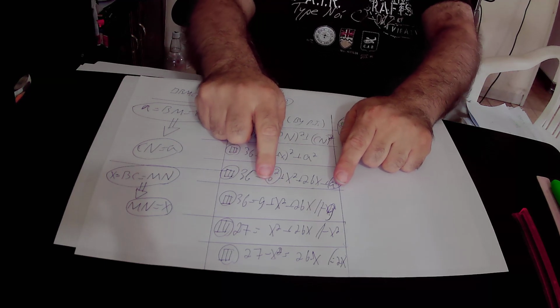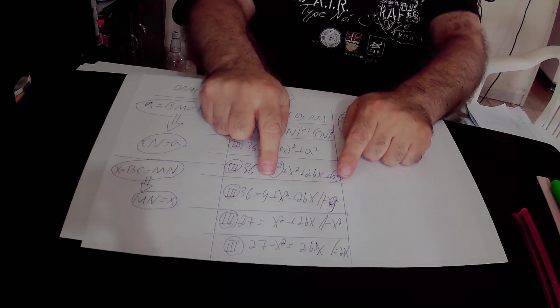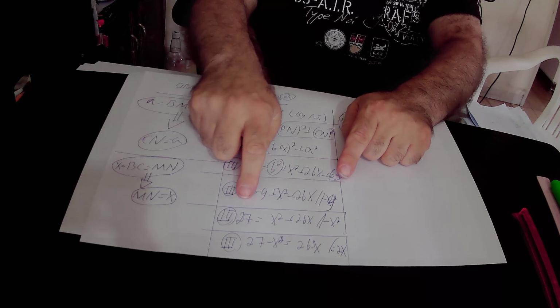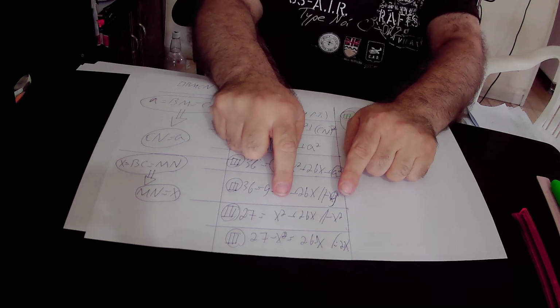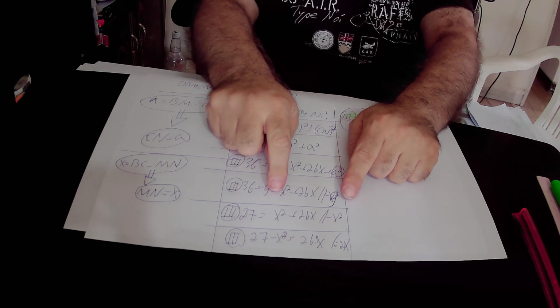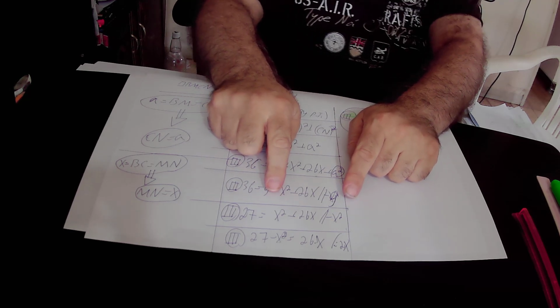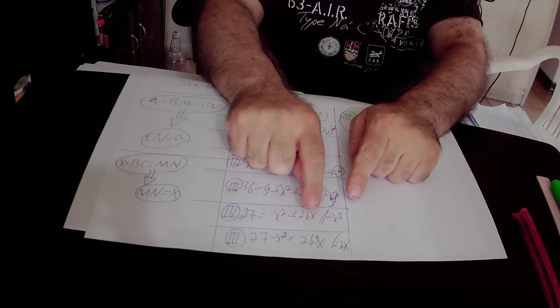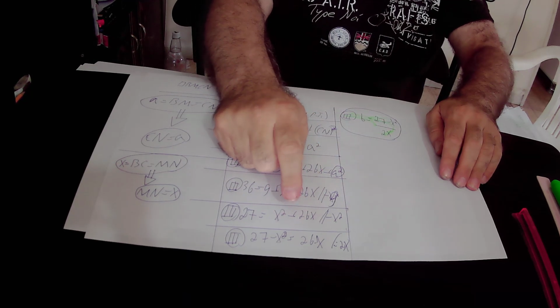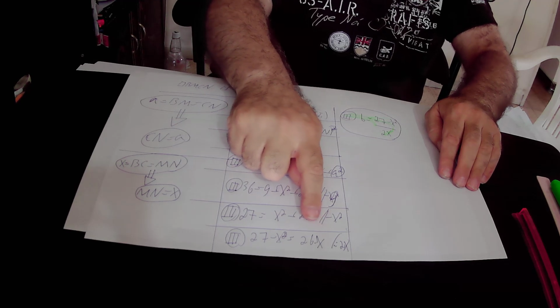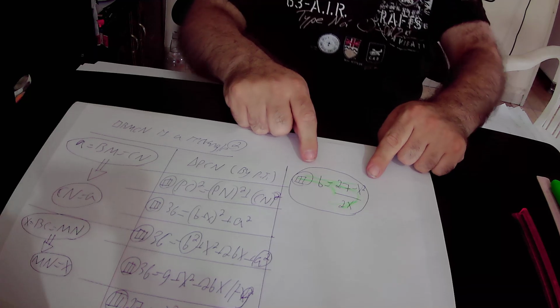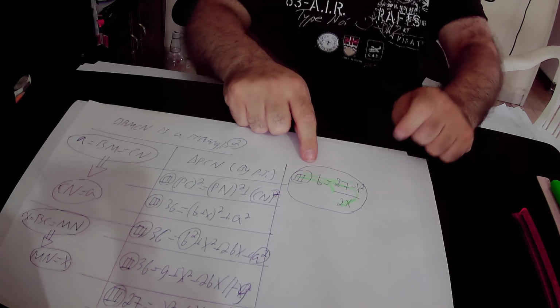Here we subtracted 9 from equation number 3, and found that 36 minus 9 is 27, that is equal to x squared plus 2bx. Here we subtracted x squared, and found that 27 minus x squared equals 2bx. Here we divided by 2x, and found that b equals 27 minus x squared over 2x.